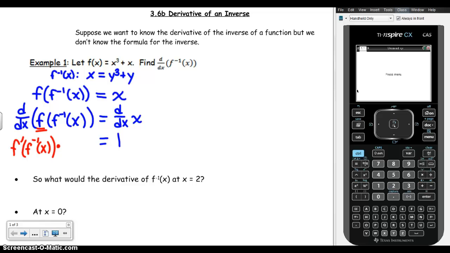Well, we don't know what the derivative of the inverse is, so we're just going to use d over dx. D over dx represents derivative, and just put inverse right after it. So that means derivative of the inverse. And that's actually what we're trying to solve for. That's what we're trying to find, the derivative of the inverse. So if I want to find that, all I need to do is divide this extra stuff over to the other side.